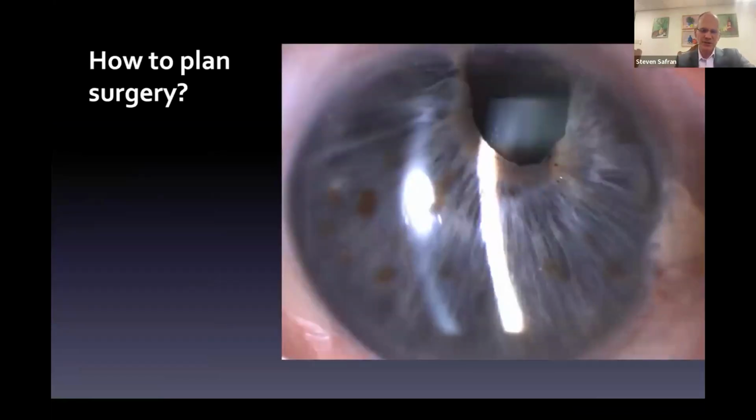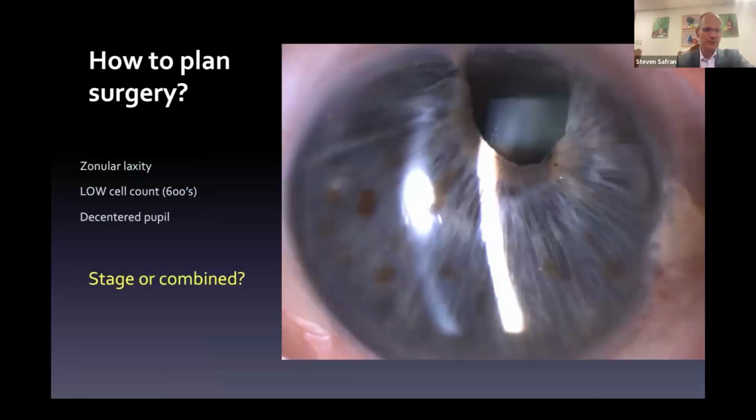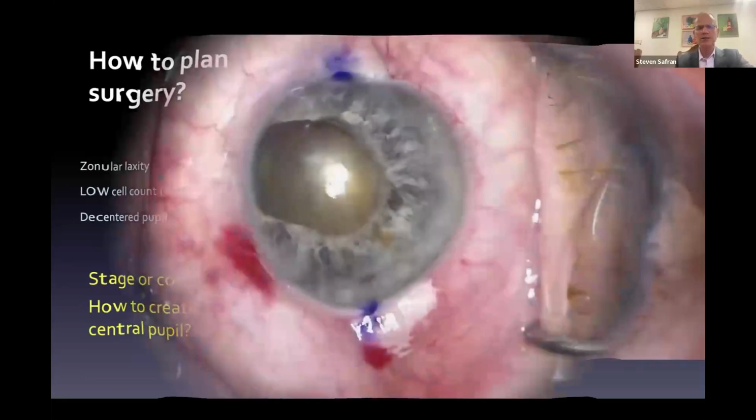So how do we plan the surgery on him? He's got zonular laxity, low cell count, decentered pupil. Should we stage it or combine it? And how to create a central pupil? Well, this is what I did.